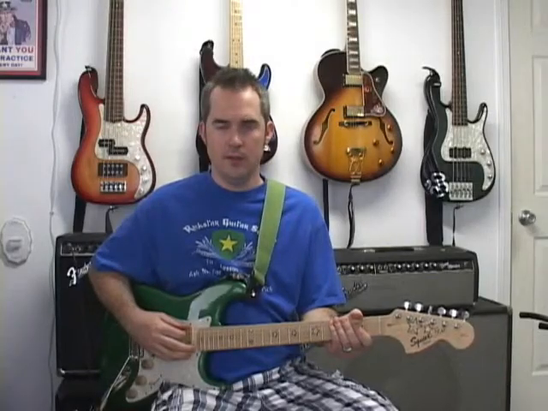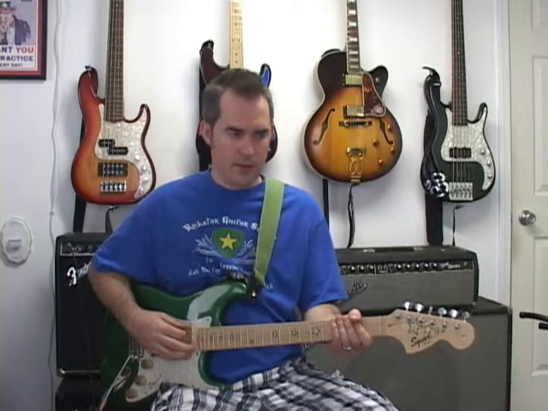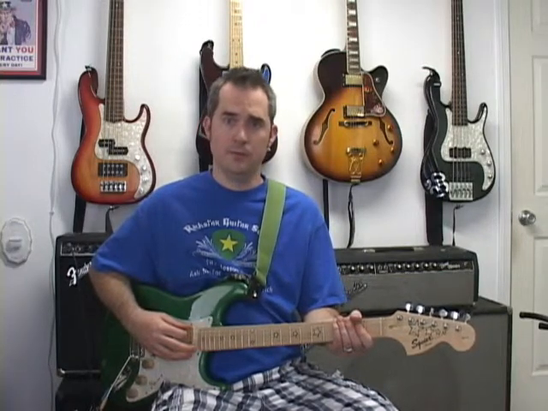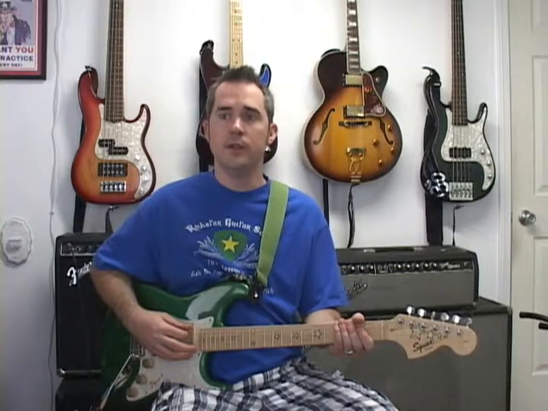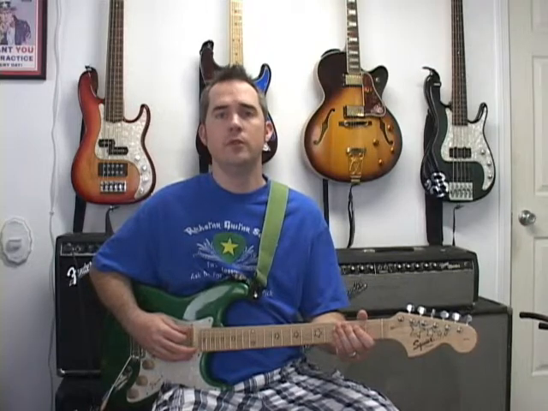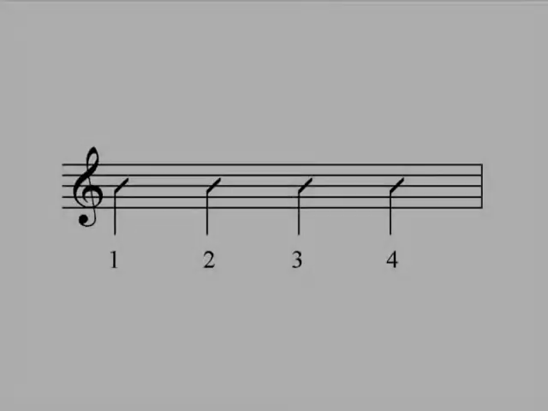Alright? The most simple rhythm is just 4 quarter notes in a row. So that's the first measure of our example of 6 basic rhythms. So it's going to go 1, 2, 3, 4. 1, 2, 3, 4. Stop.